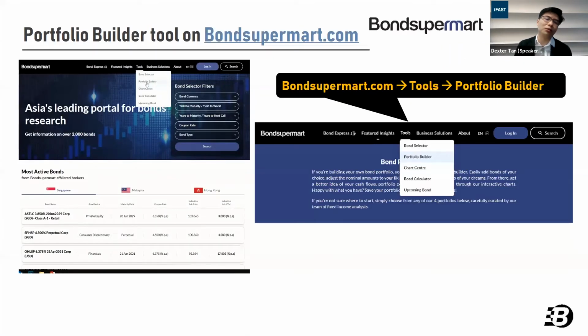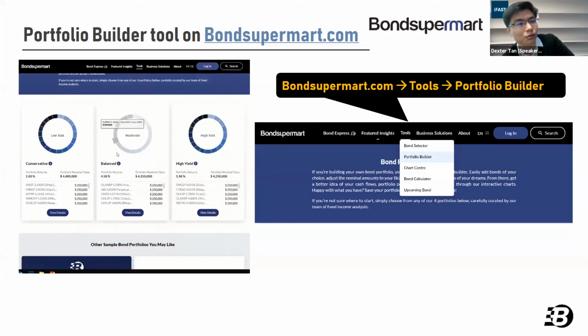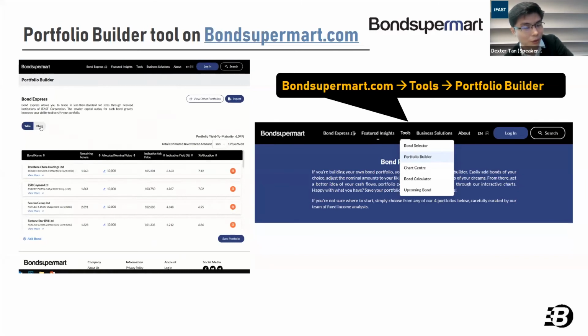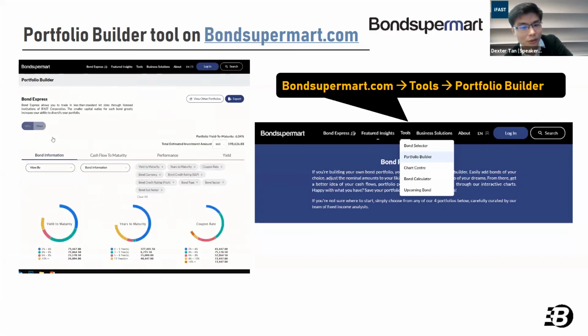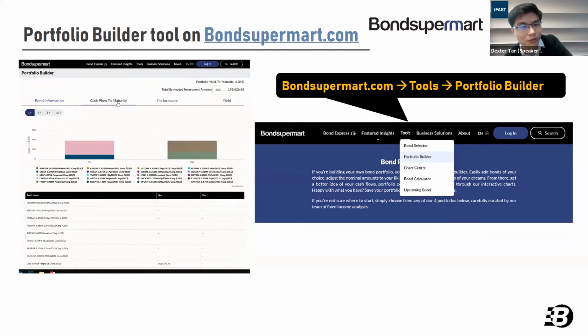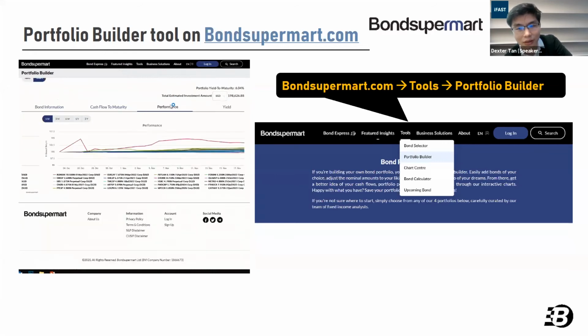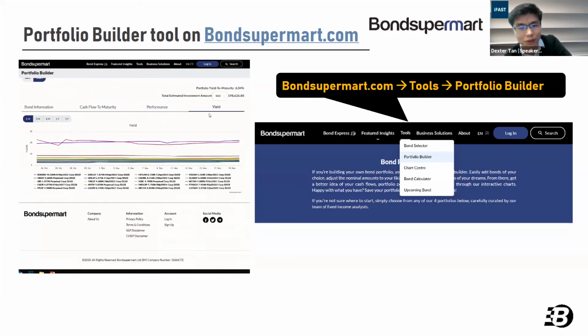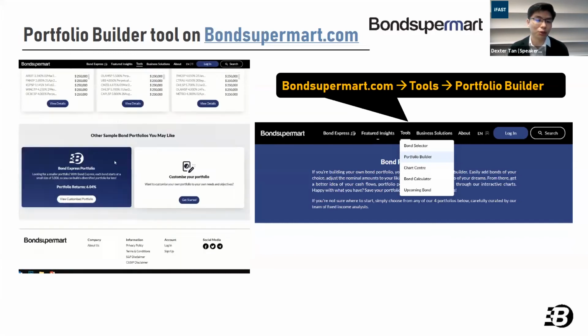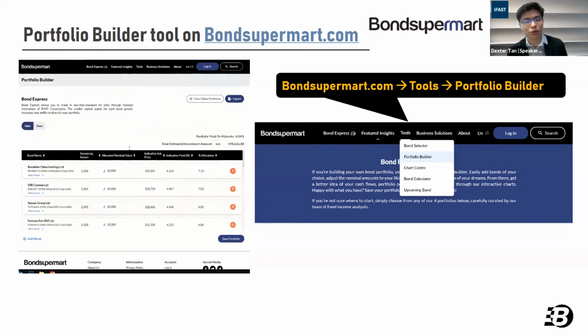But before I introduce the Bond Express portfolio, I would like to give an introduction on the portfolio builder on bondsupermart.com. We recently launched this tool, and you can go to bondsupermart.com to view it. It's under tools, and you can go to portfolio builder. It helps investors get a very aggregate view of their portfolio, how the historical performance of the portfolio has been, and what the future cash flows to maturities are, as well as the various bond information.